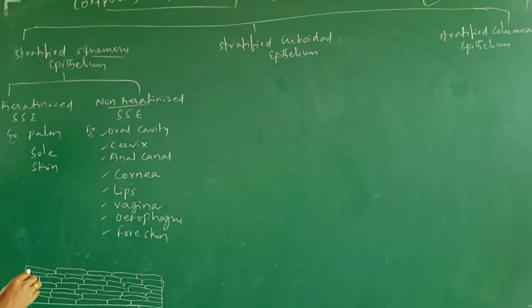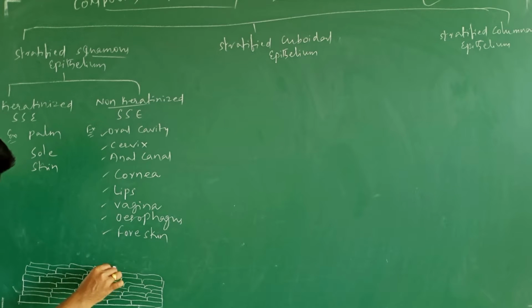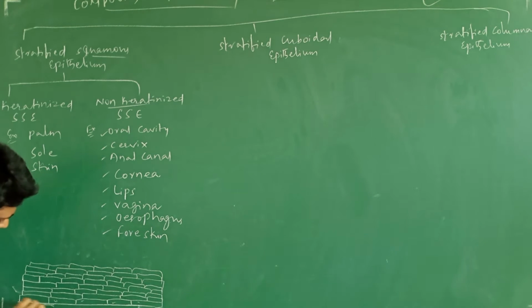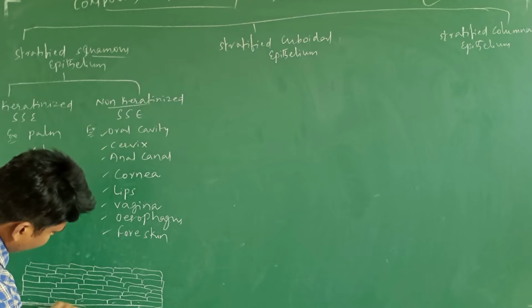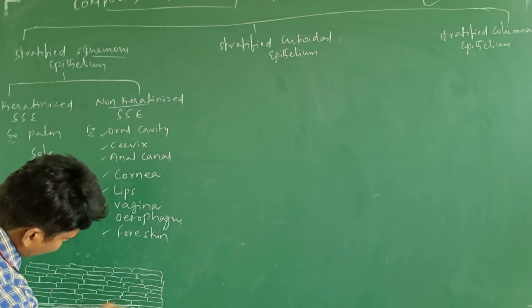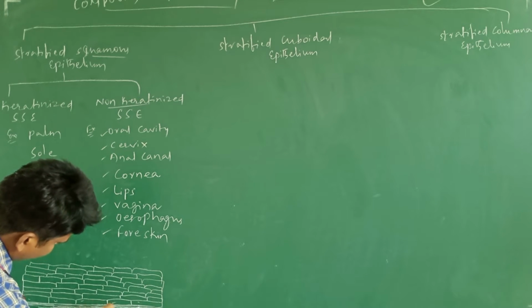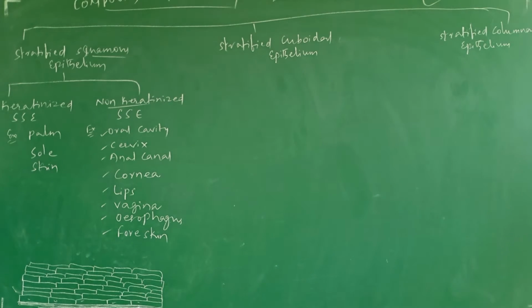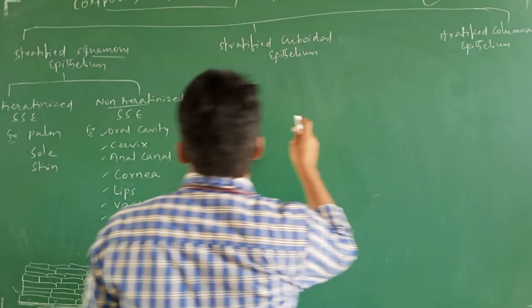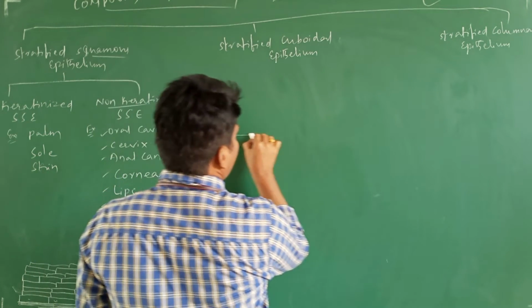Okay, this is the stratified squamous epithelium, epithelial cells, which are going to be located on the basement membrane. It looks like this. And stratified cuboidal epithelium, how it is going to look, I am going to draw that.